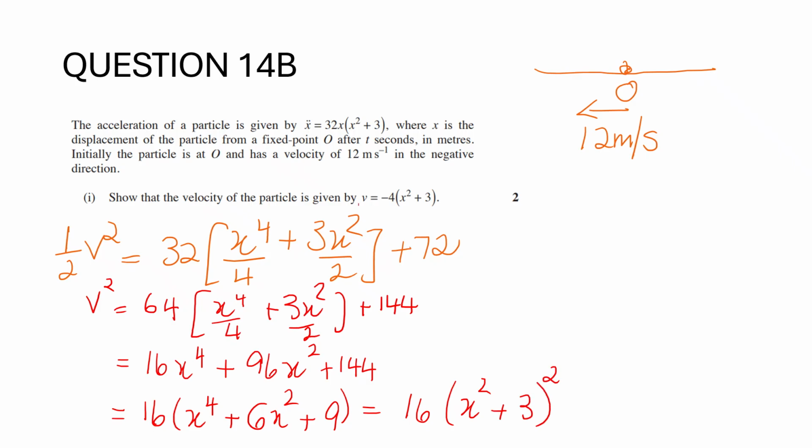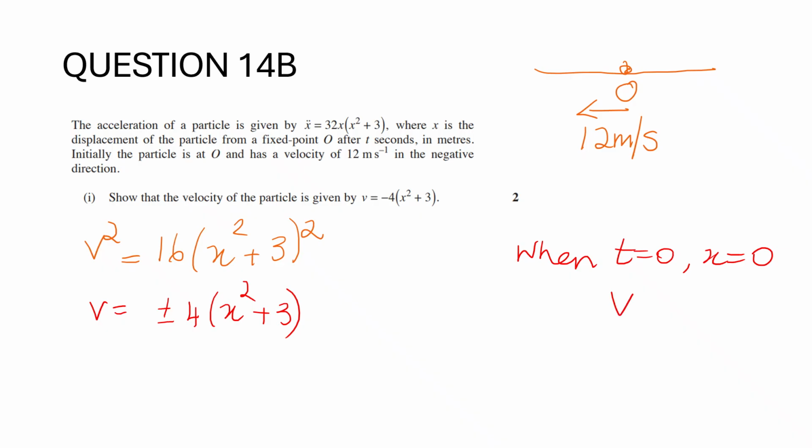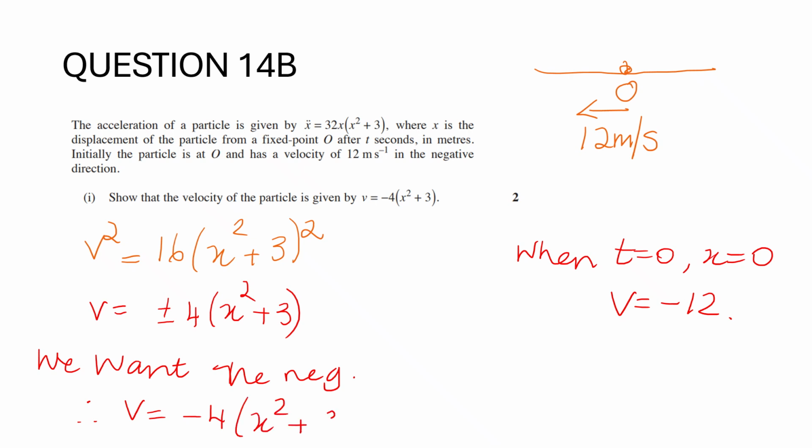All right, we've got to find v, not v squared. And so v must be equal to plus or minus 4 (x squared plus 3). But it can't be equal to both positive and negative, so we need to figure out which one it is. We know that when t is equal to 0 and x is equal to 0, v is negative. And so we want the negative version of this. Therefore, v is equal to negative 4 (x squared plus 3).